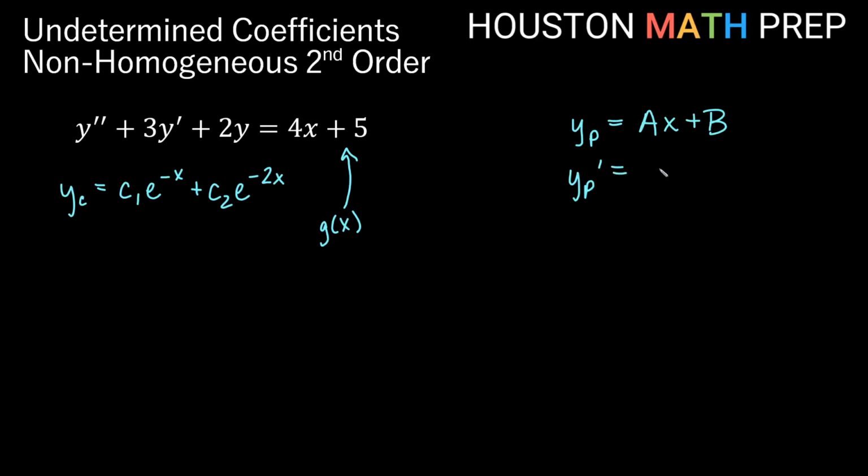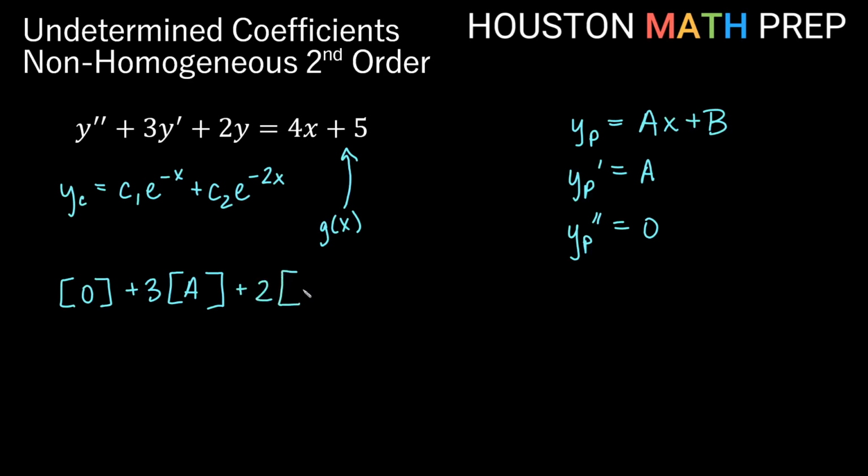The derivative of this would just be a. The derivative of this term would be 0. And then the second derivative, so the derivative of a now, we're going to again get 0 here, right? So we take this information, we plug it into the equation over here. So y double prime is going to be 0 in this case, plus 3 times y prime, which is a, plus 2 times y, which is ax plus b. And that is supposed to give us 4x plus 5.